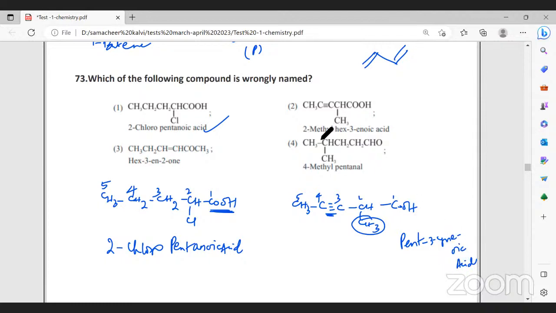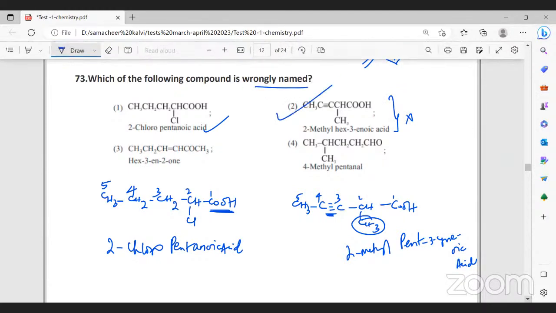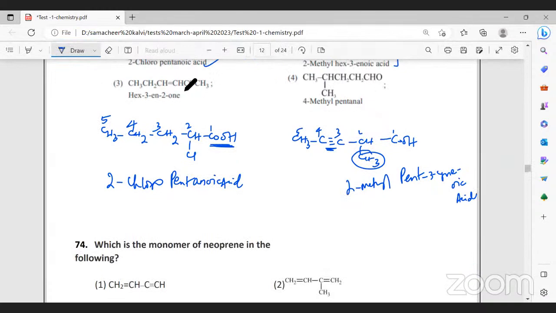At second position, we have methyl. So it will be 2-methylpent-3-ynoic acid. This is wrongly named. Therefore, the question is, which of the following is wrongly named? So the answer for this question is 2. We will see the other examples also.